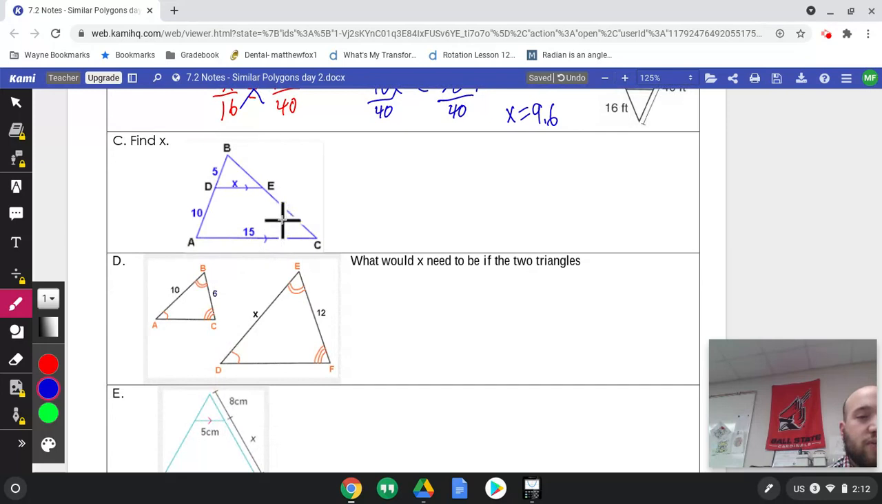Now at this point, let's always think of it as the smaller triangle and then the larger triangle. So if I was going to set this up, I like to have x here as my first, x over 5.